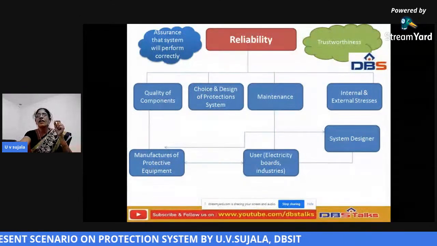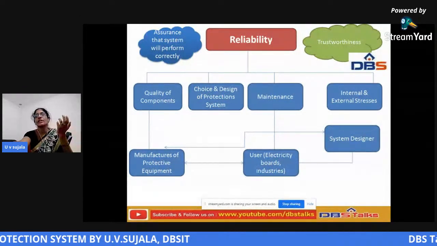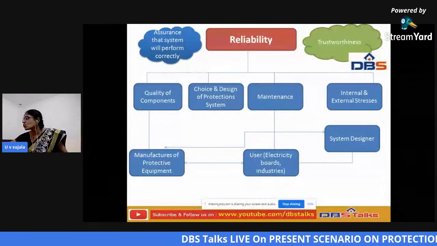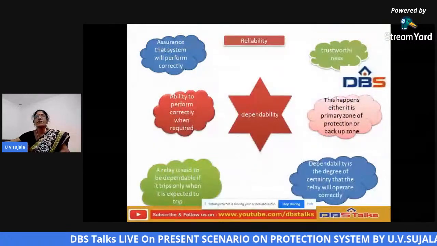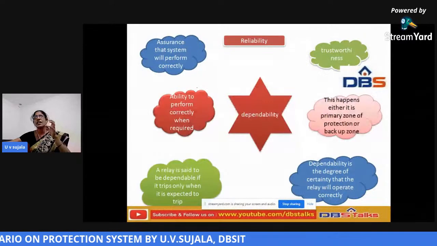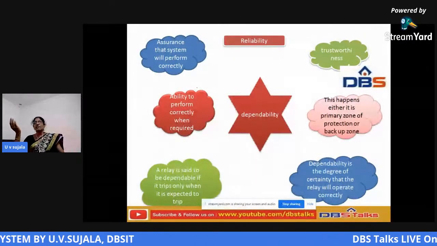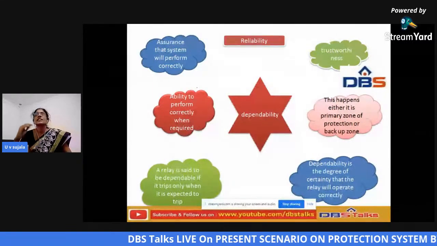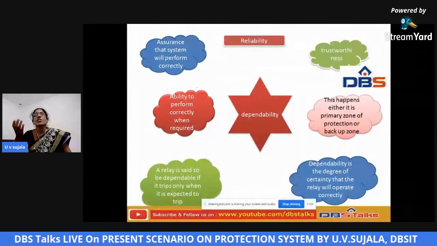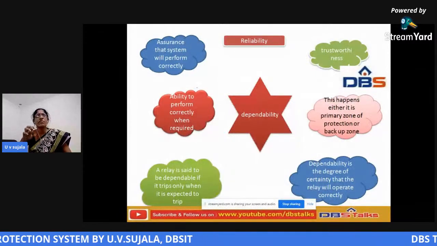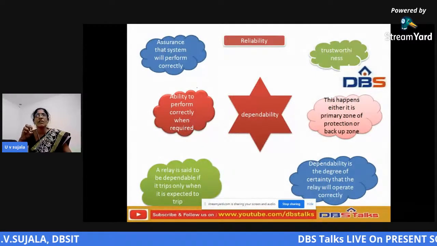Next, in the reliability of the system, there are two main aspects. One is the dependability, and the other is the security. What is dependability? It is the trustworthiness, the assurance that the system will perform correctly.